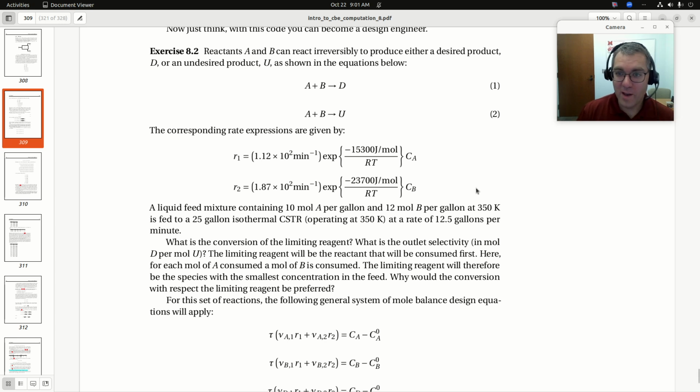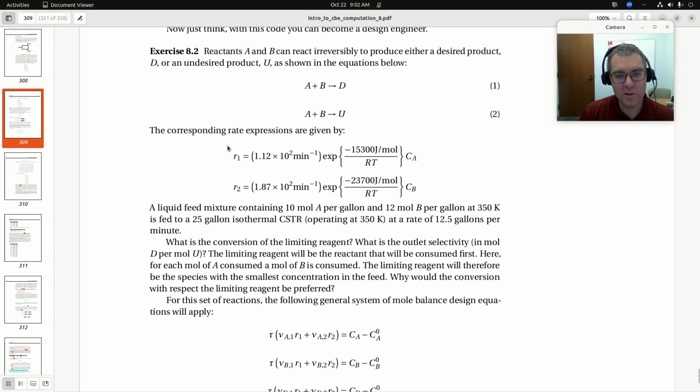All right, now let's look at exercise 8.2, which is our second example from our chapter 8 problem set. So this is a CSTR problem, and I will note that there are more details on CSTRs earlier in the chapter with a couple of examples, but let's go. Reactants A and B can react irreversibly to produce either a desired product D or an undesired product U, as shown in the equations below.